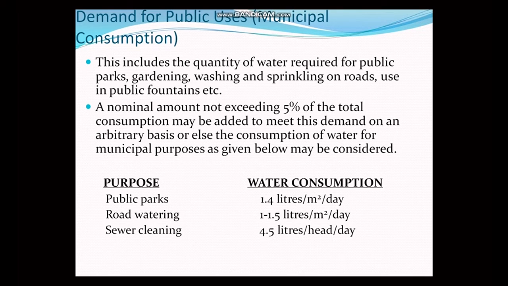This includes the quantity of water required for public parks, gardening, washing and sprinkling on roads, use in public fountains, etc. A nominal amount not exceeding 5% of the total consumption may be added to meet this demand on an arbitrary basis, or else the consumption of water for municipal purposes can be considered as given below.